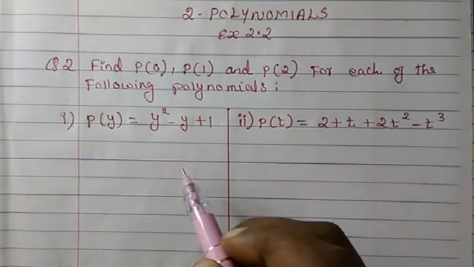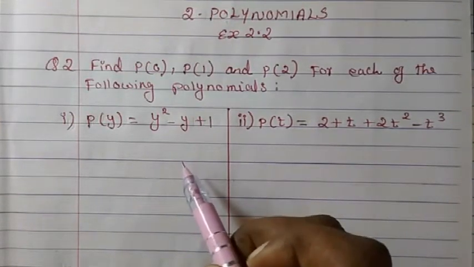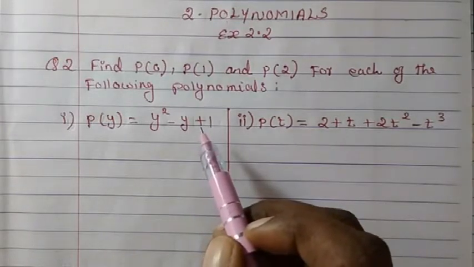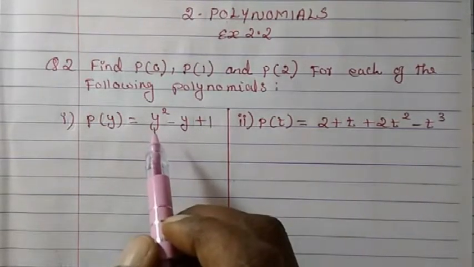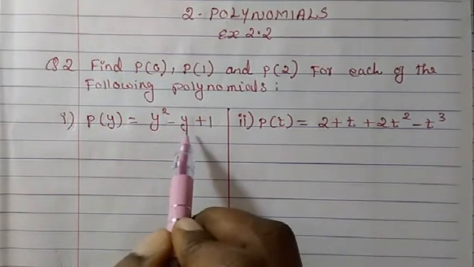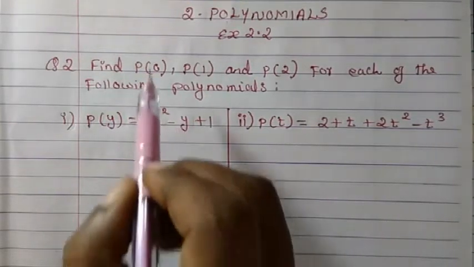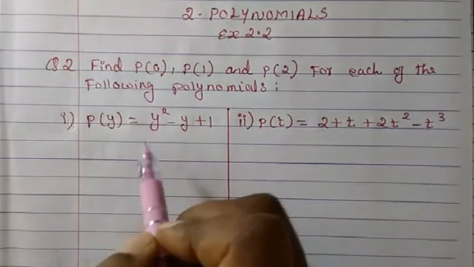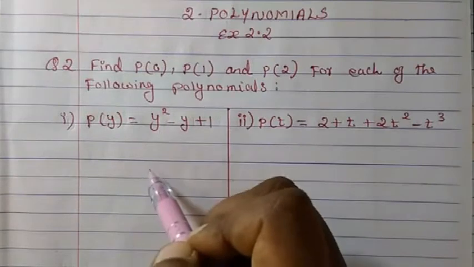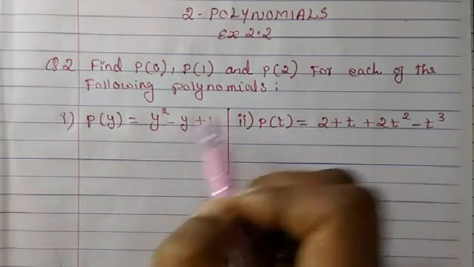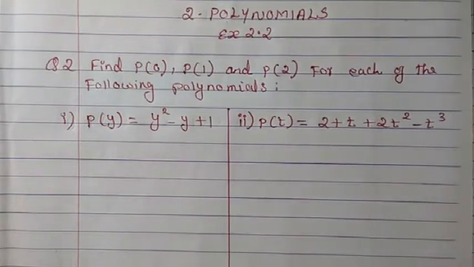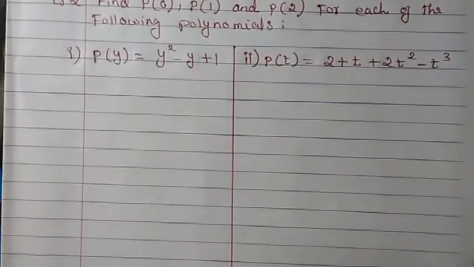Now, this I have explained to you, how to find the value of a polynomial, in that video. Please go through that. What we have to do is, wherever y is there, or wherever the variable is there, first we will put 0 there and get the value. Afterwards, in the place of y, we will put 1 and get the value. And then in the place of y, we will put 2 and get the value. That's it, we have to do for all the sums. So let's see one by one.